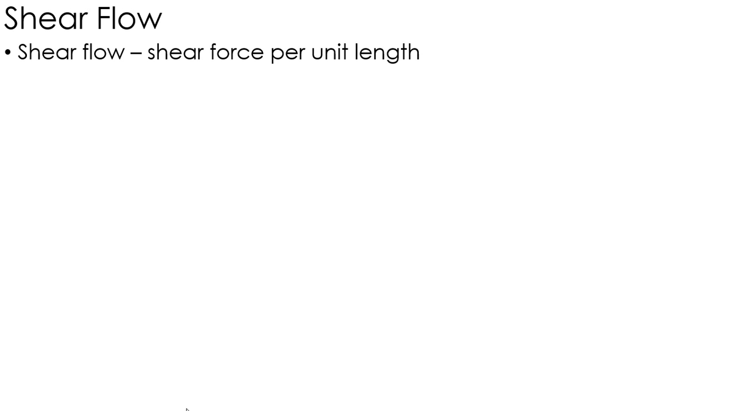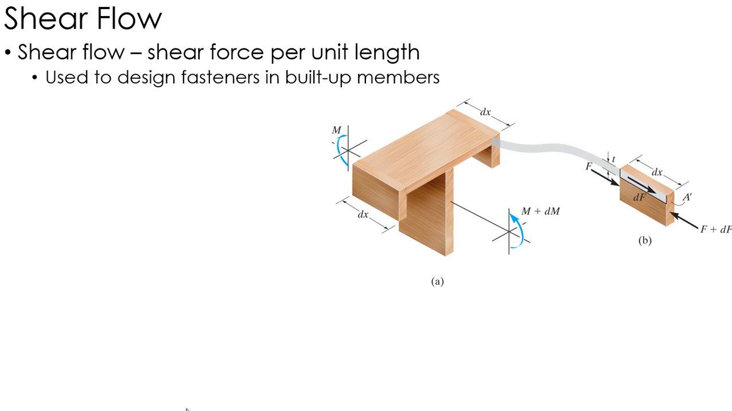What shear flow is, is actually the shear force per unit length axially on a beam. What we use this for is the design of fasteners in what we call built-up members, which are members made of several pieces. Like if I've got wood here that's put together with 4 different pieces, and the beam continues down this way, these are joined with a glue or fastener of some sort.